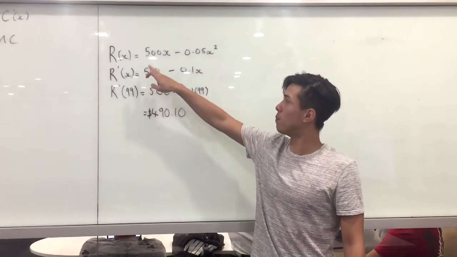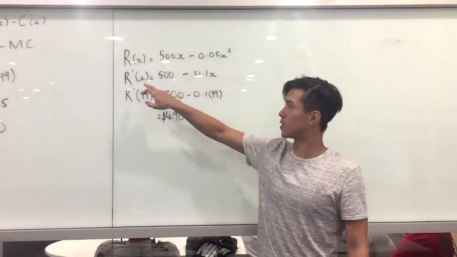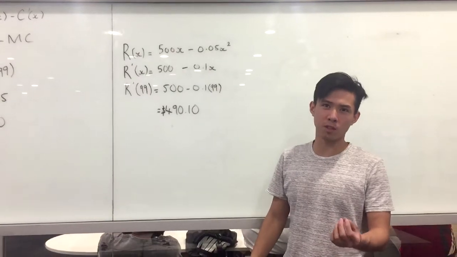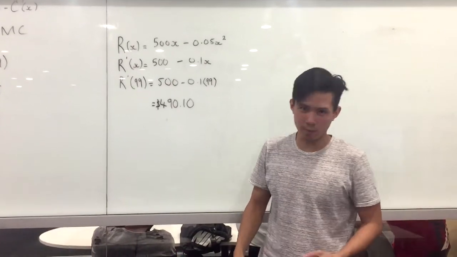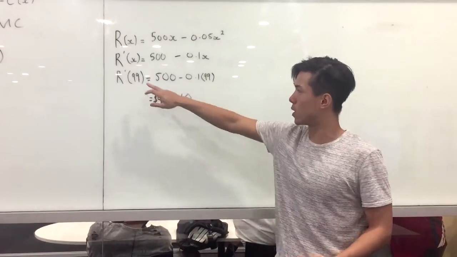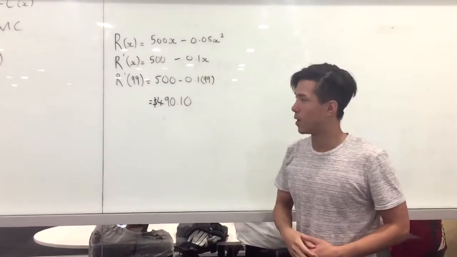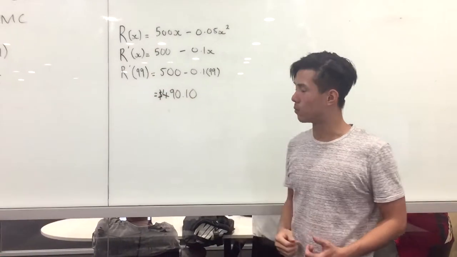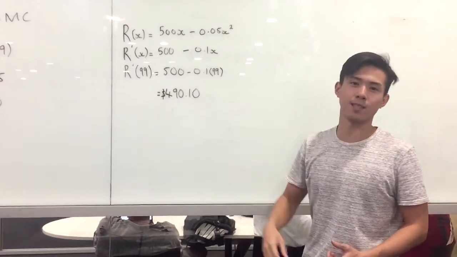So by deriving Michael's revenue function, that gives us the marginal revenue. The marginal revenue is the amount by which a firm's revenue changes if the firm sells one more unit of output. That is the reason why we sub in 99 instead of 100. What does this tell us? This tells us that the marginal revenue of producing 100 bikes is $490.10.